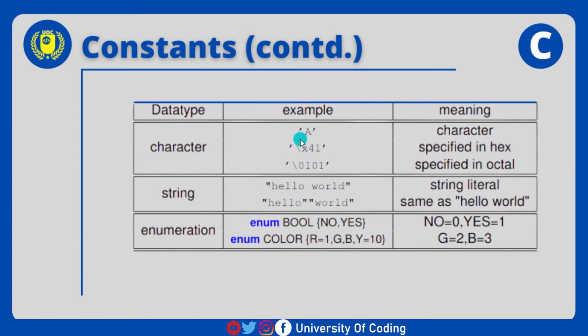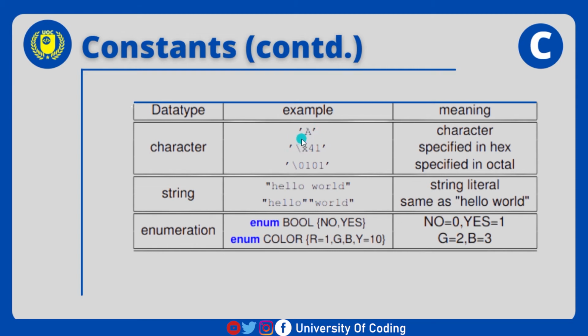So a character will be in single quotes, but a string will be in double quotes. That is a difference. So this is a character, and this is also a character which is specified in hexadecimal. The difference between this type of representation and this type of representation is, if you assign this particular character to a variable, then that variable will have the ASCII value of this particular character A, not the character, but the value of this character.